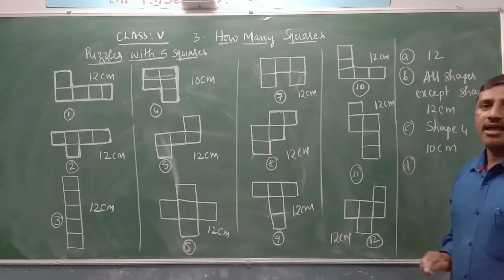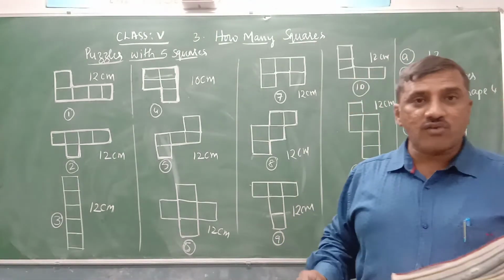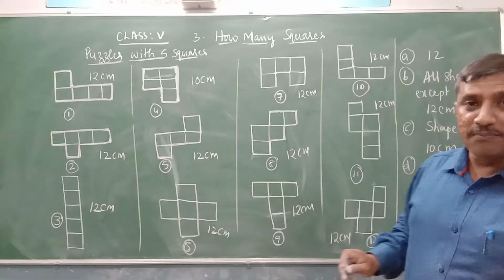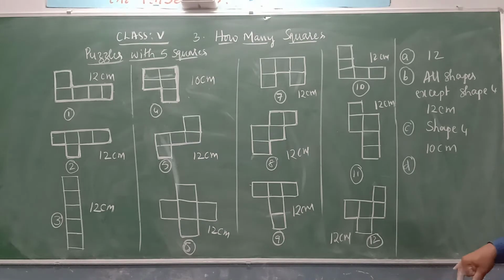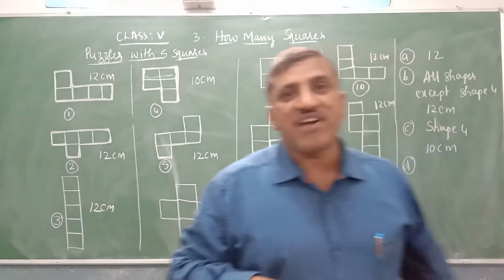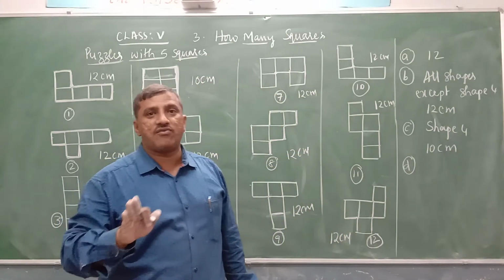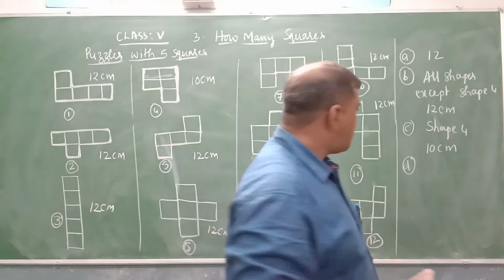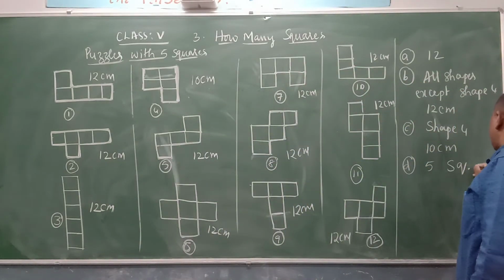Next question. What is the area of the shapes? Dash square centimeters. That's simple. What is the area of these shapes? It is 5 square centimeters. Why is it 5 square centimeters? Because all the shapes are made up of 5 squares only. Therefore, their area is 5 square centimeters.